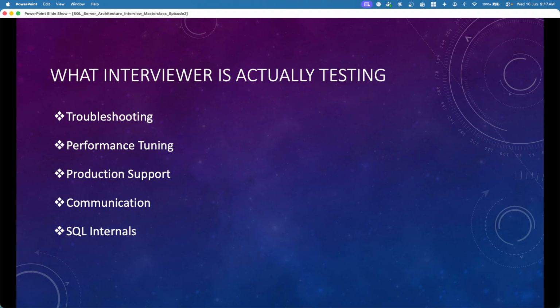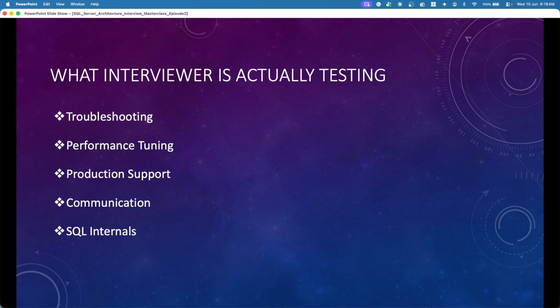Because if you understand the architecture, you can troubleshoot performance problems. You can understand the pain points. You can understand the memory issues. You can understand storage bottlenecks. You can understand why queries become slow. Architecture is basically not a diagram, right? Architecture is the foundation for troubleshooting. If you understand this, you can easily troubleshoot and find the performance pain points and the SQL Server internals as well.